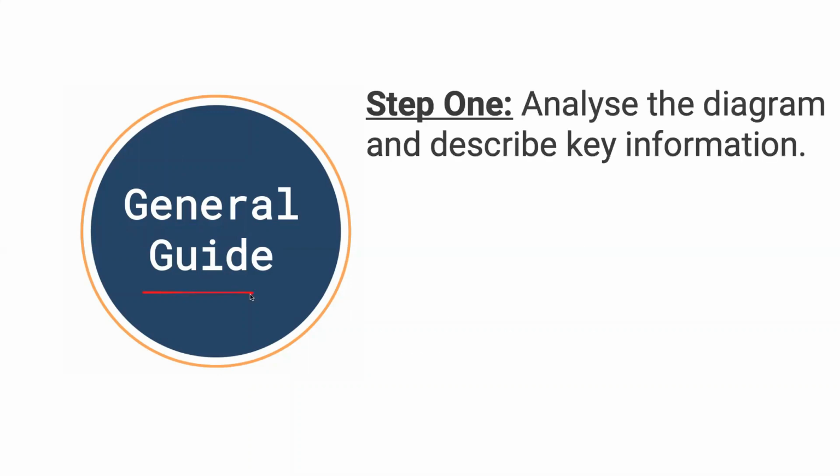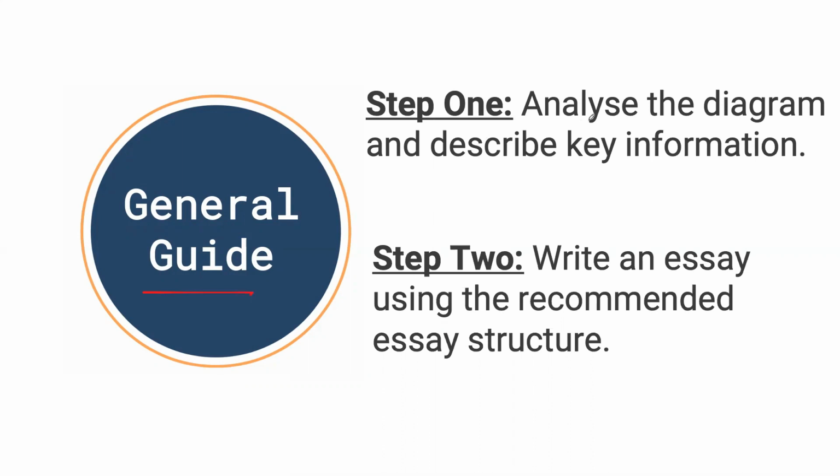Now here's a very helpful guide that you can follow today just so that everything is clear. There are two quite simple steps. The first step is going to be analyzing the diagram and describing the key information. And our second step is going to be writing an essay using our recommended essay structure. So we're just going to analyze the diagram, look at the different stages, describe key information, and then make it into a lovely essay. Now the structure is going to look like this.